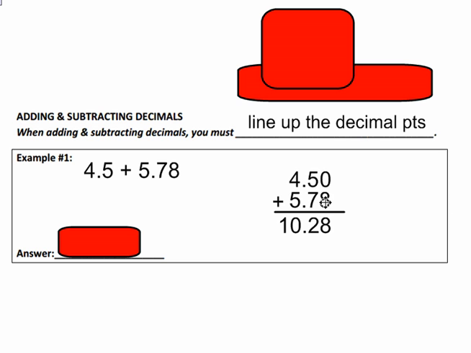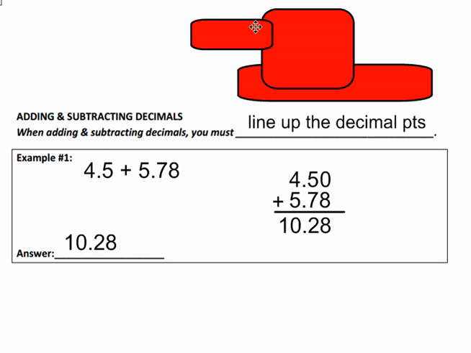You can see 0 plus 8, 8. 5 plus 7, 12. I put the 2 here, carried the 1, and 10. And of course, decimal point, decimal point, decimal point. My final answer is 10 and 28 hundredths.